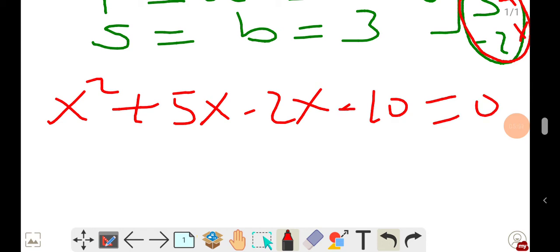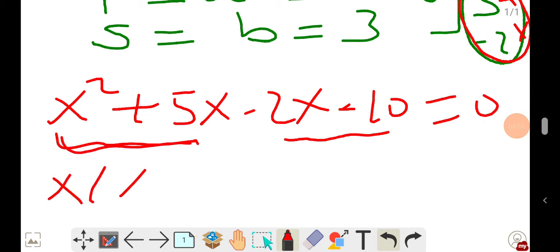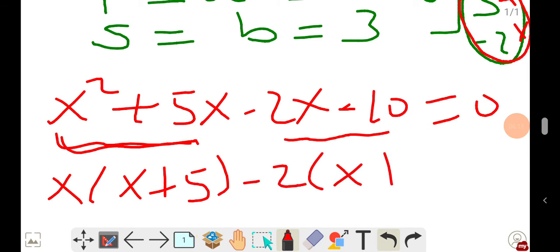The middle term, that was 3x, is substituted by 5x minus 2x. Then group the first two terms together and the second two terms together. Then take out the common factor for the first two. The common will be x, so it will be x plus 5 left in the bracket. Here the common is negative 2, so what is left? x plus 5 left, still equal to 0.